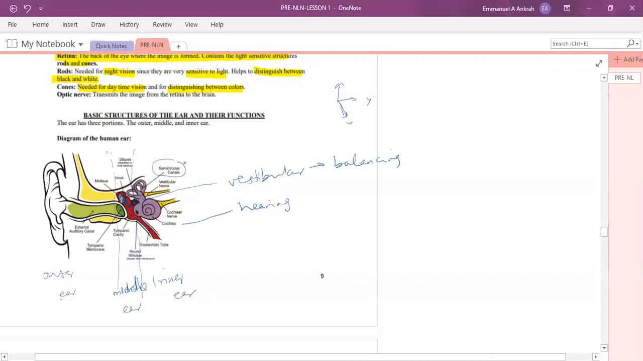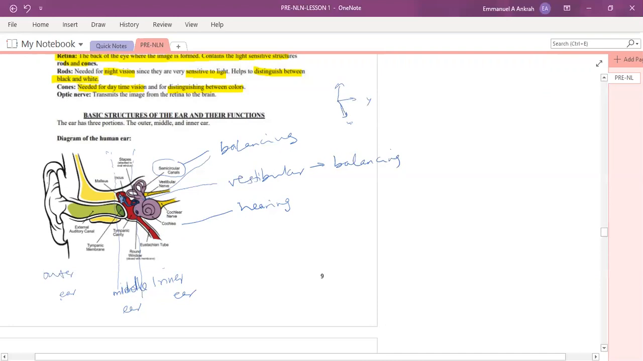The function of the semicircular canals is also for balancing. They help you to balance. All the planes are covered, the three-dimensional planes. If you tilt your head in any direction, it will send impulses to the brain through the vestibular nerve, and then you balance yourself. So those are the three things that you should remember here.